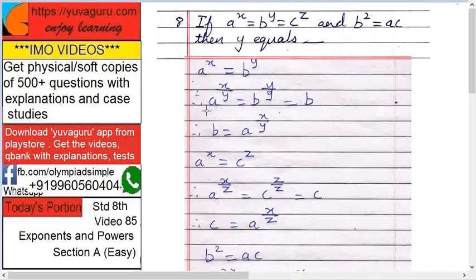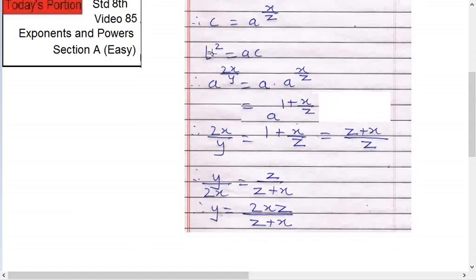Okay. Now we have got b in terms of a raised to x upon y and c in terms of a raised to x upon z. But what is given? b square equals ac. But what is b? b is a raised to x upon y, right? We have just now got it. So it becomes a raised to 2x upon y equals a into, what is c? a raised to x upon z, right?